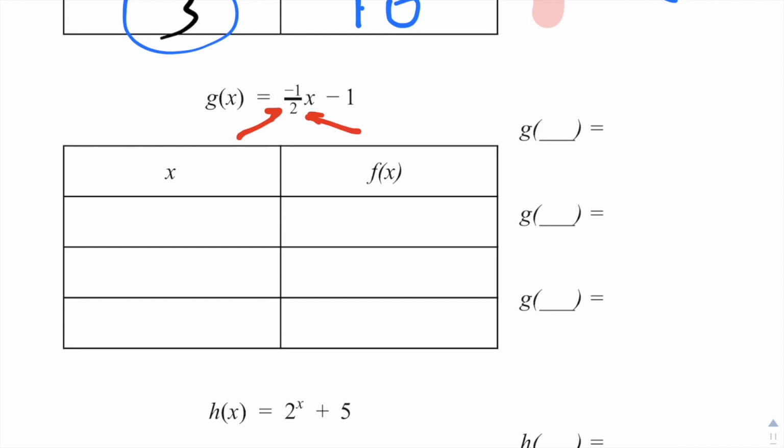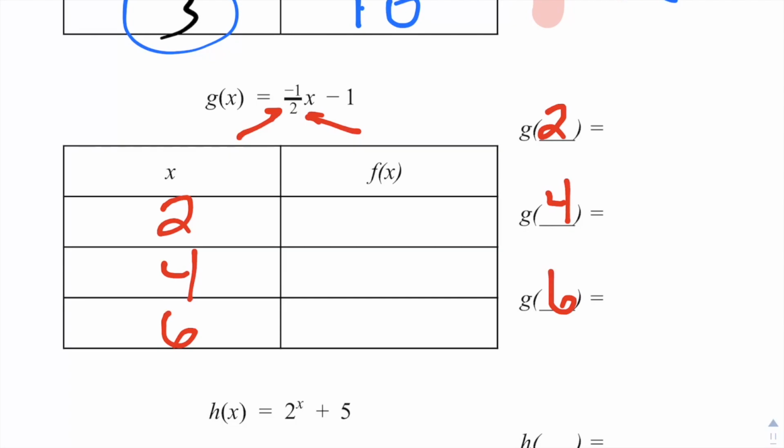Well, the first multiple of 2 is 2. The next multiple of 2 is 2 times 2, which would be 4. And the next multiple of 2 is 2 times 3, which would be 6. So these are all multiples of 2, and by inputting those, I'm going to be able to get rid of my fraction when I solve for it. So again, wherever I see the x, we're going to evaluate g at 2, evaluate g at 4, and evaluate g at 6.